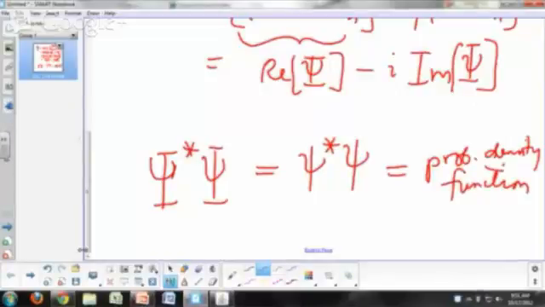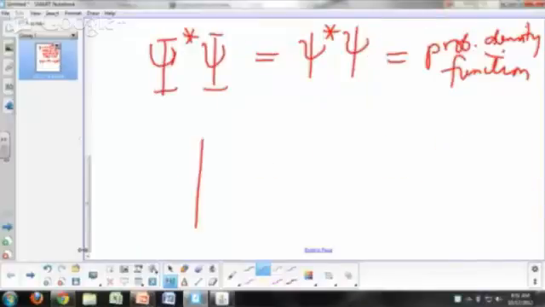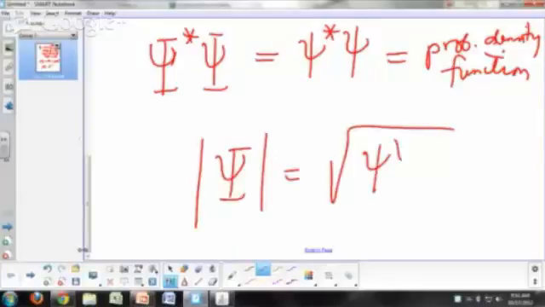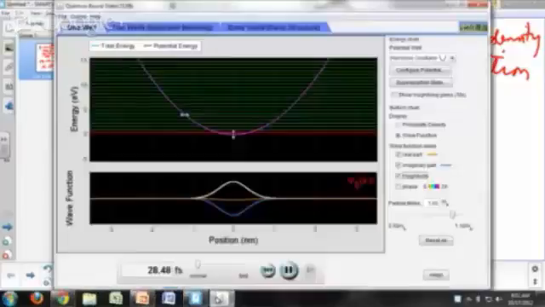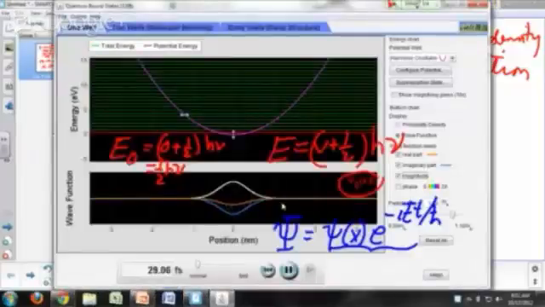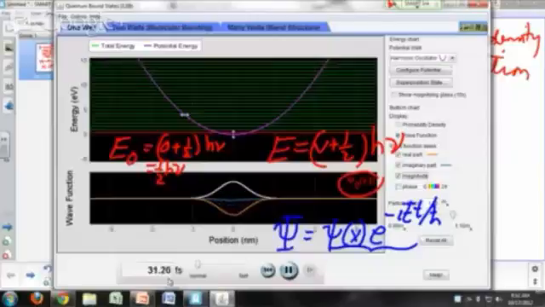And in that simulation, when it says magnitude, the magnitude of psi would just be the square root of psi star times psi, which is the same thing as the square root of big psi star, big psi. So going back to that simulation, you can see your magnitude is fixed, stationary state. Your real and imaginary components are changing with time. Down here you can see your time advancing.